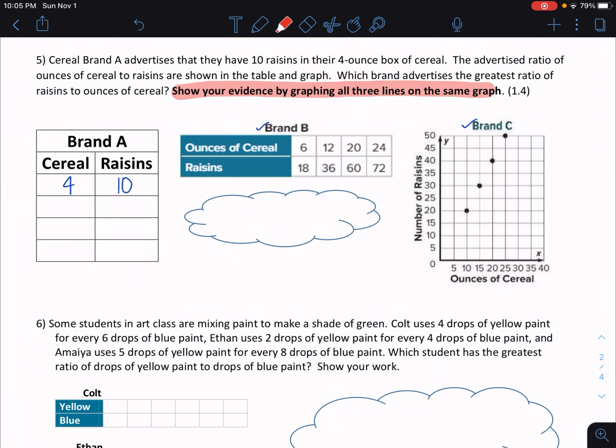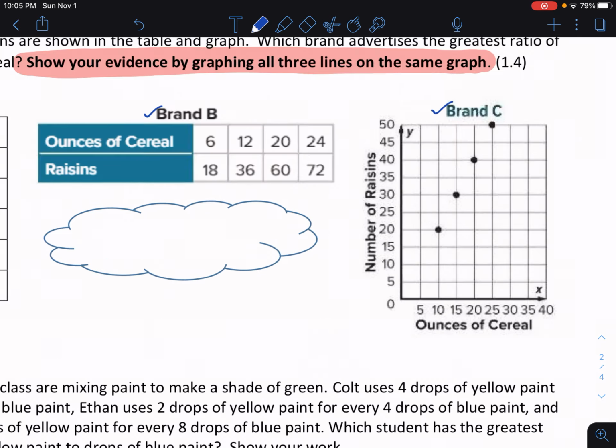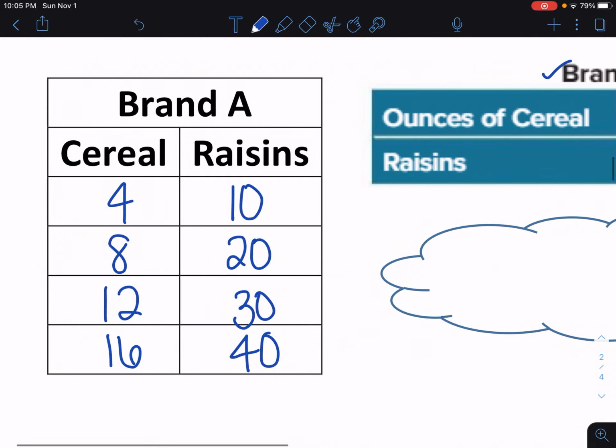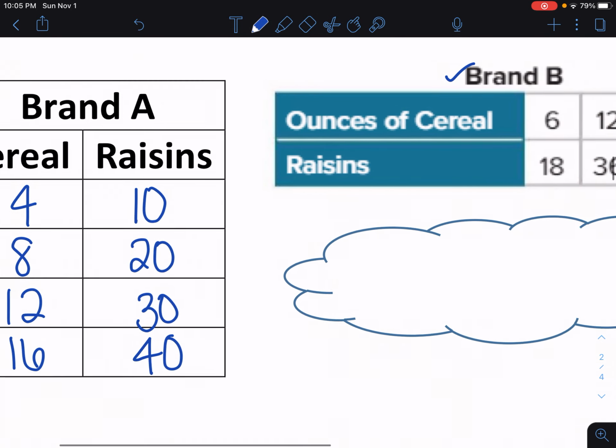So this is the one where we're going to graph all 3 lines on the same grid and talk about which line is the steepest. So I'm going to continue my pattern for brand A. So 4, 8, 12, 16, 10, 20, 30, 40. I'm going to make my graph a little bit bigger here. So I'm going to plot these points first. So 4, 10, 8, 20, 12, 30, and 16, 40.